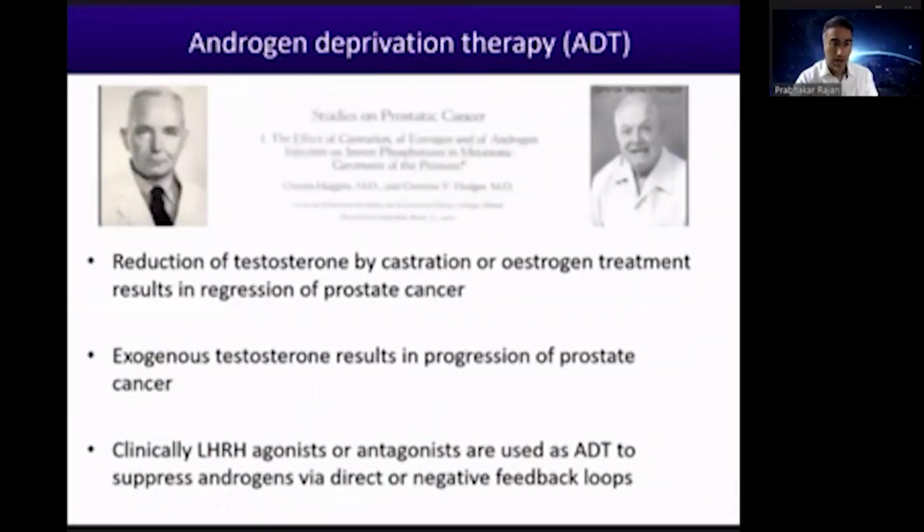management of prostate cancer. Androgen deprivation therapy in its current form, and the faculty earlier were talking about castration, was discovered by Huggins and Hodges in the US almost 60 years ago now. What they found was that reduction of testosterone by castration or estrogen treatment in animal models resulted in regression of the prostate, and that exogenous testosterone reversed this. In the West, we use LHRH agonists or antagonists as androgen deprivation to suppress androgens, and these act via direct or negative feedback loops.